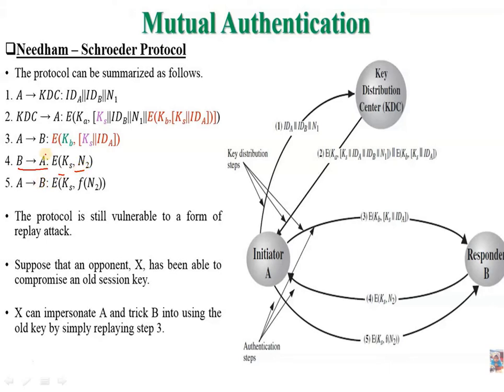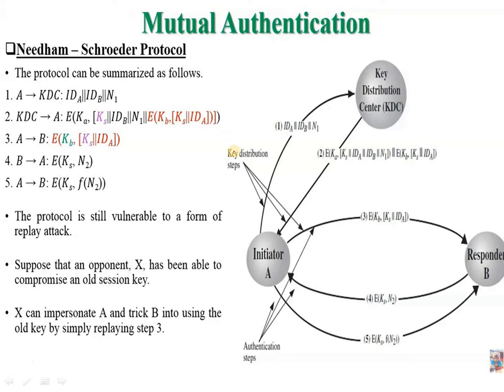So when A receives this message, A will again decrypt it. The session key is already there, and for this nonce it will add a function of nonce2, and this will be encrypted, and this encrypted message will be shared again to B. Okay, so this is what happened in the key distribution scenario.